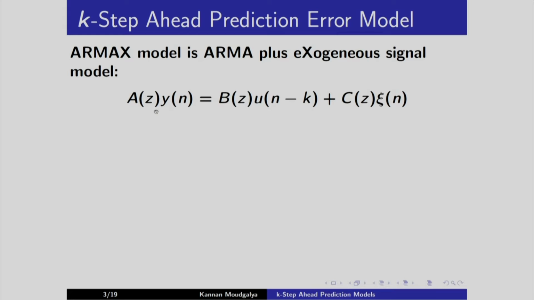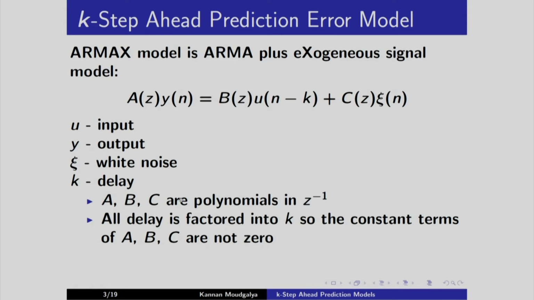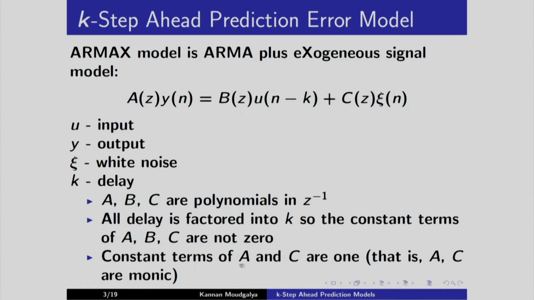This A denotes autoregressive, AR, this C denotes moving average, or MA, and this B denotes exogenous, or X. U is the input, Y is the output, C is white noise and K is the delay. A, B, C are polynomials in z inverse. We factor all delays into K, so the constant terms of A, B, C are not 0. Constant terms of A and C are 1, that is, A and C are monic.